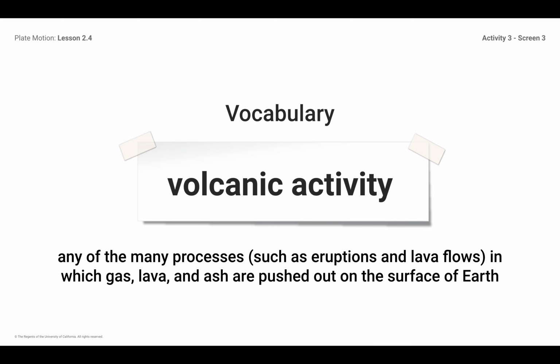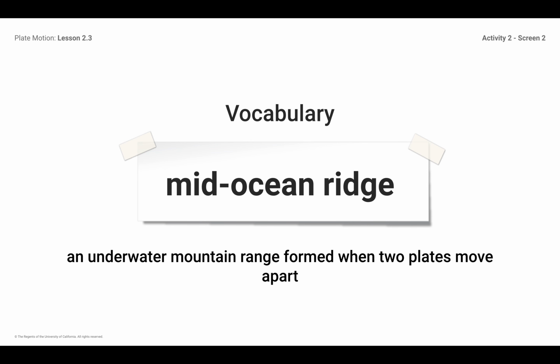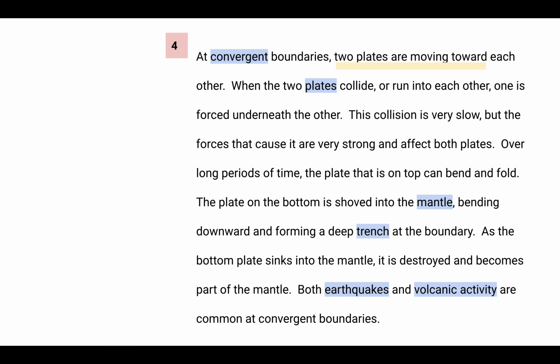Another vocabulary term that you'll see is volcanic activity. This is any of the many processes, such as eruptions and lava flows, in which gas, lava, and ash are pushed out onto the surface of Earth. And lastly, we'll read about a mid-ocean ridge, an underwater mountain range formed when two plates move apart.